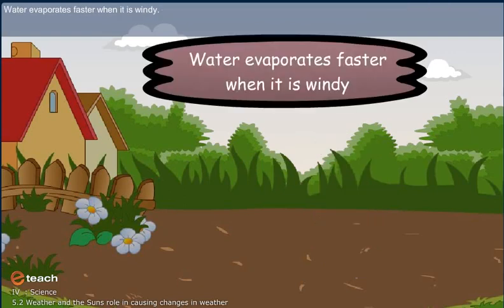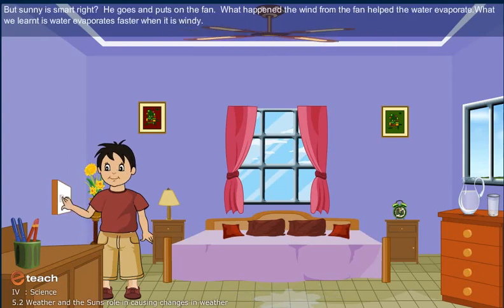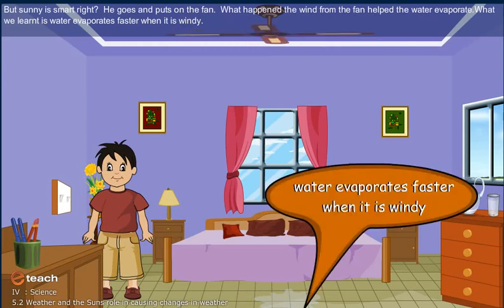Water evaporates faster when it is windy. Let's see how that happens. Sunny dropped some water on the floor. If we were to wait for it to evaporate, it might take some time. But Sunny is smart, right? He goes and puts on the fan. What happened when the wind from the fan helped the water evaporate? What we learned is water evaporates faster when it is windy.